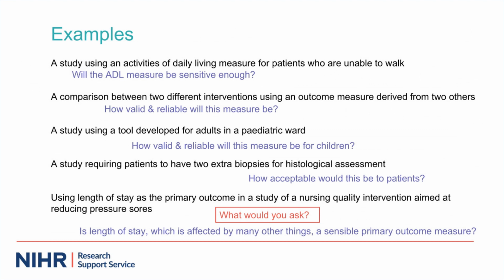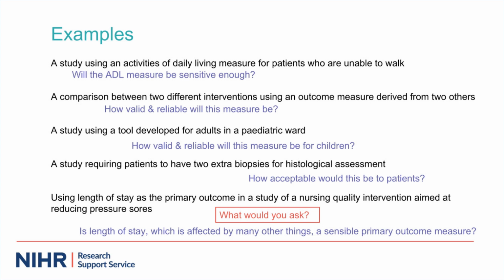So some examples: a study using an activities of daily living measure for patients who are unable to walk. Well, an obvious question is, will the ADL measure be sensitive enough to pick up the things that we're looking for? The comparison between two different interventions using an outcome measure derived from two others. Well, little red flags would pop up about how valid and reliable this measure would be, especially if it's scored up. Or you're scoring up your own questionnaire, which can have issues of validity and reliability. A study using a tool developed for adults in a paediatric ward. Well, how valid and reliable will this measure be for children?